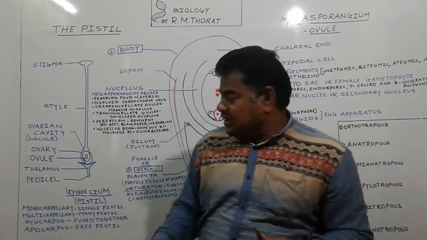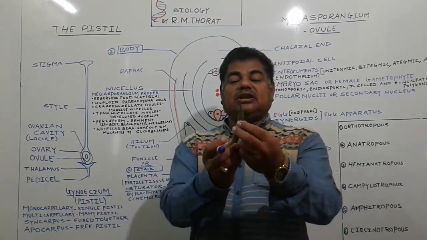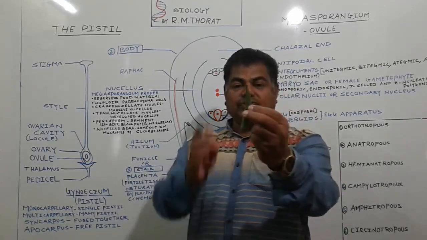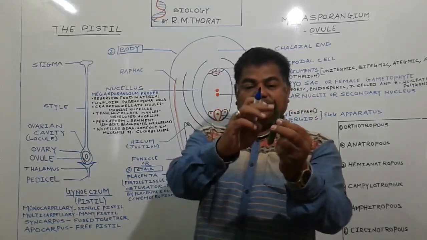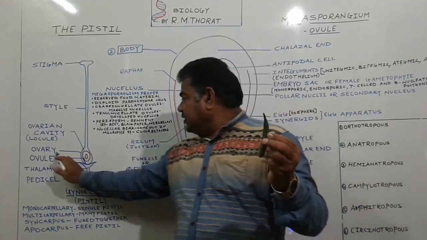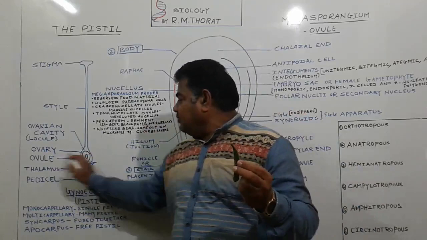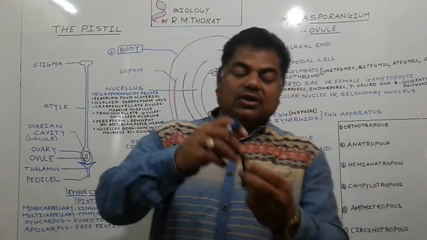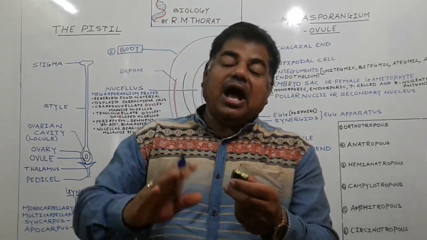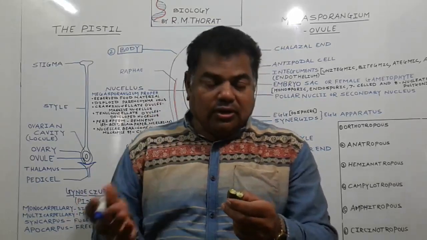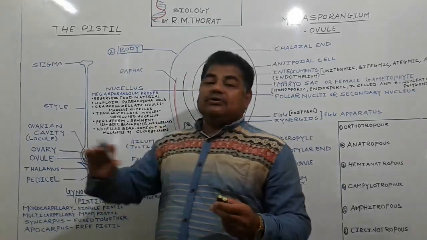After fertilization, this structure gets converted into what we call a fruit. This one is a fruit. Now this outer portion is the ovary wall, and inside this ovary wall, the ovule which is there, after fertilization, gets converted into this structure, we call it a seed. After fertilization, the ovule forms a seed.